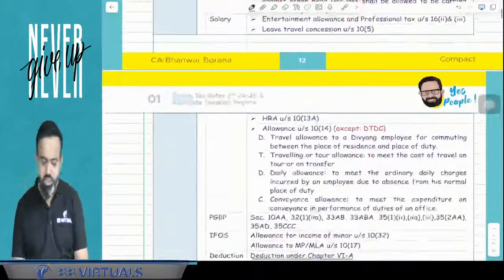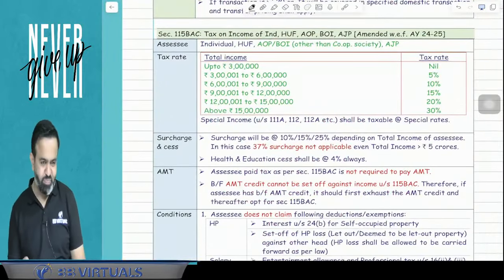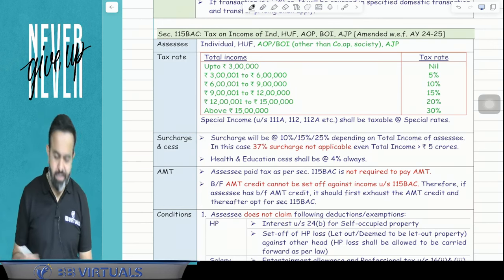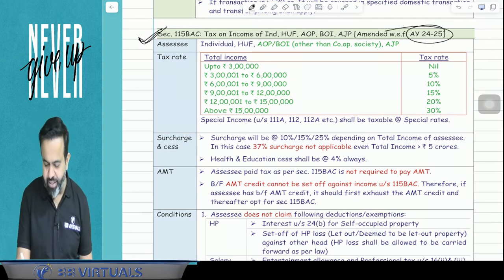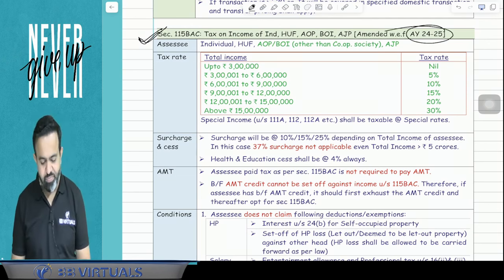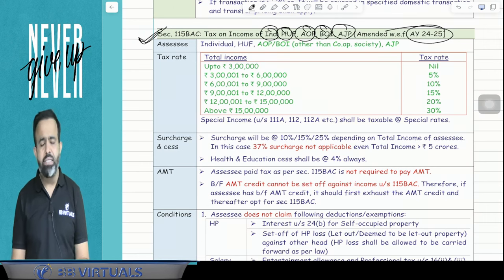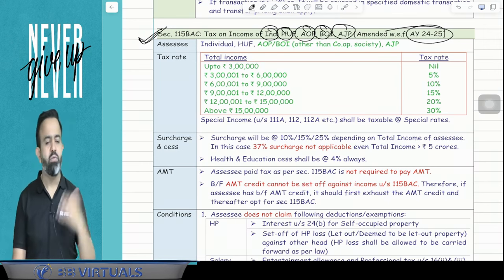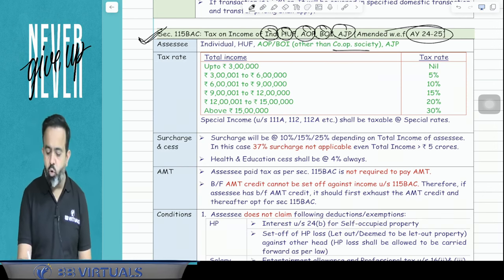Now, guys, we are going to start with one very interesting section, 115BAC, and there are amendments in this section. It is an amended section, and there is a huge amendment from this year. The section is amended from assessment year 24-25. This section is applicable for individual, HUF, AOP, BOI, artificial juridical person. Till last year, this section was applicable only for individual and HUF. Now, it is applicable for individual, HUF, AOP, BOI, artificial juridical person other than cooperative society.